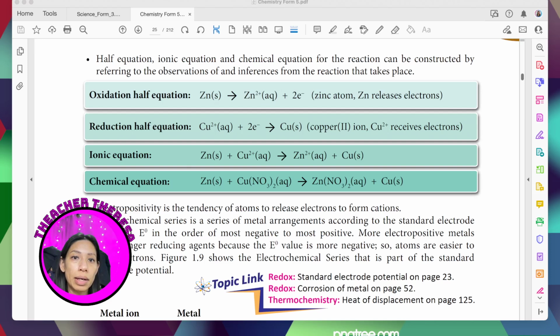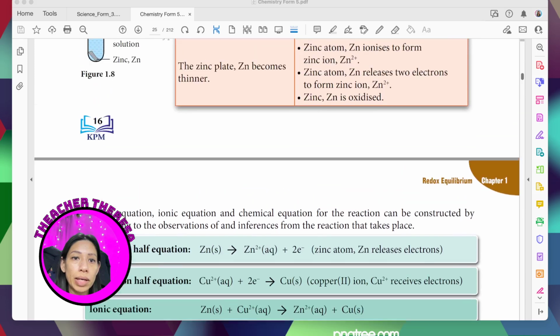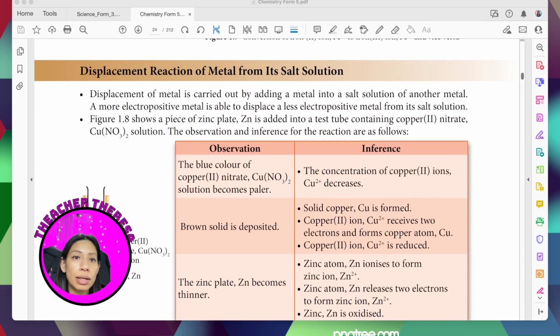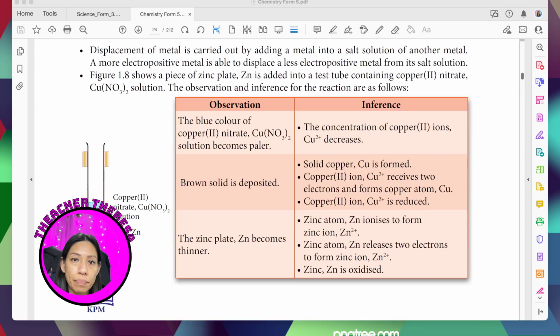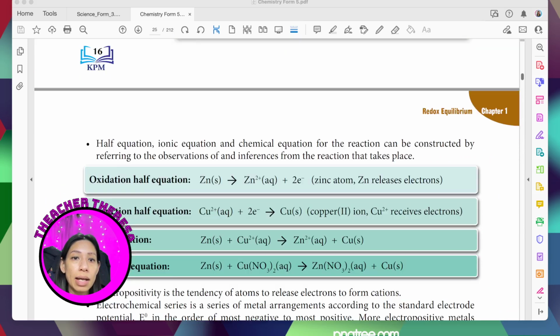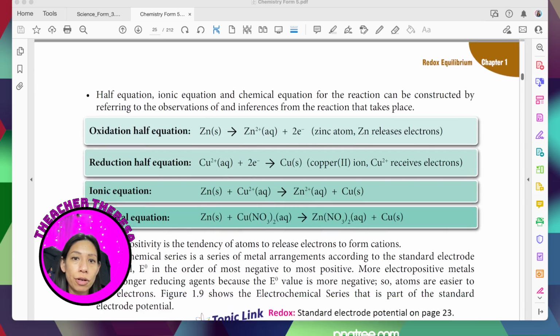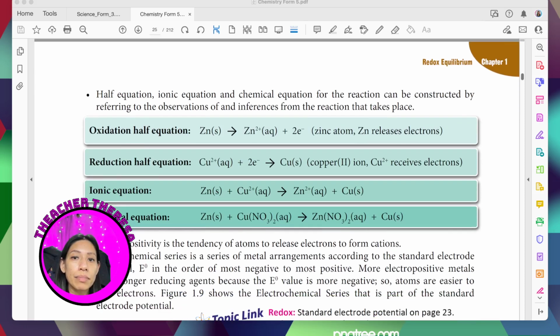Where is the copper ion from? It is from the salt solution. So that's why the definition of displacement is a reaction where a more reactive metal displaces another metal from its salt solution. The salt solution will contain a less reactive or less electropositive metal.